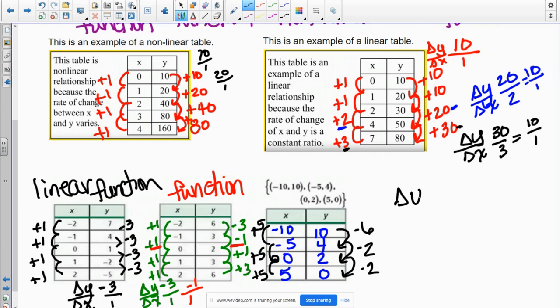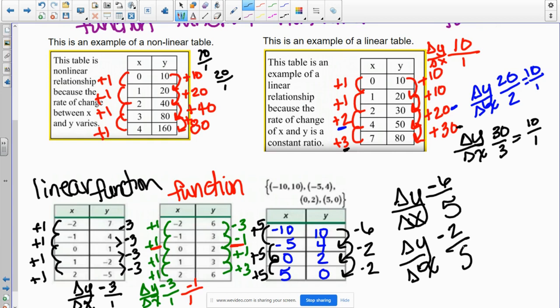So if we check the change of the y on this first one, -6 over change of the x is 5. So our rate of change is -6 to 5. And then if we check the next one, actually the next two, the change of the y is -2, and the change of the x is 5. Well, those two rates of change are not the same.